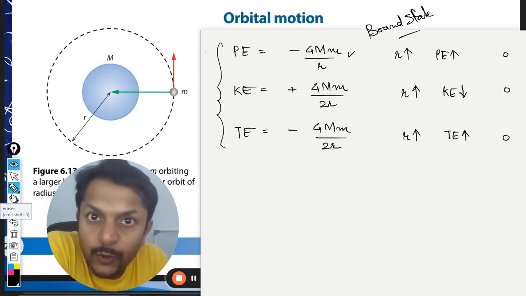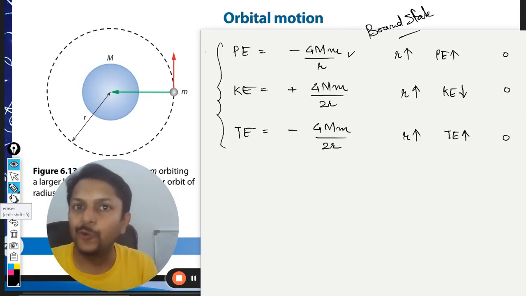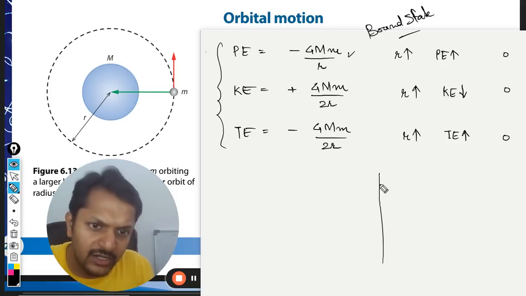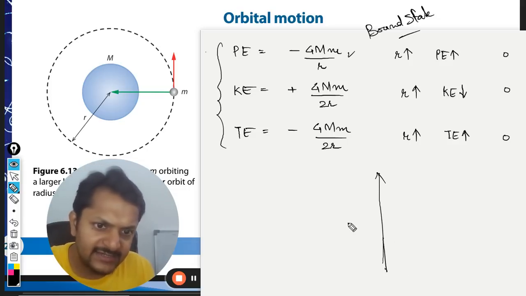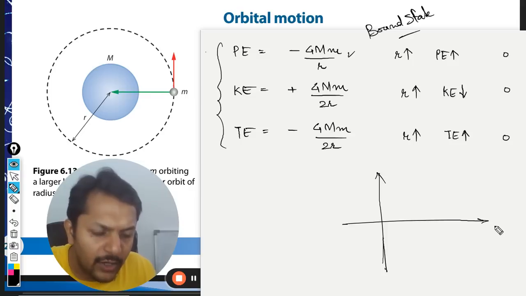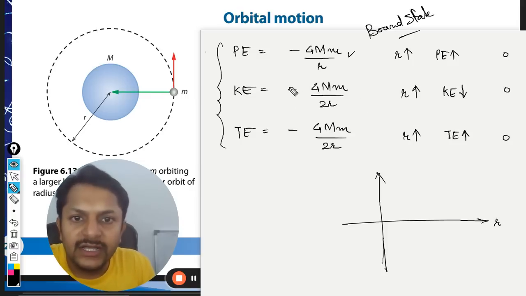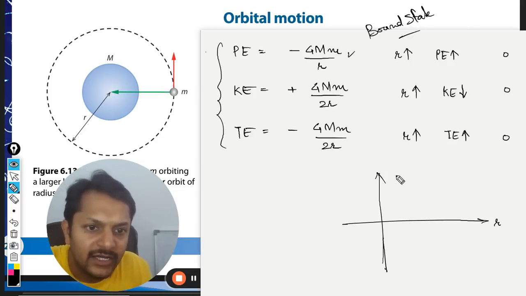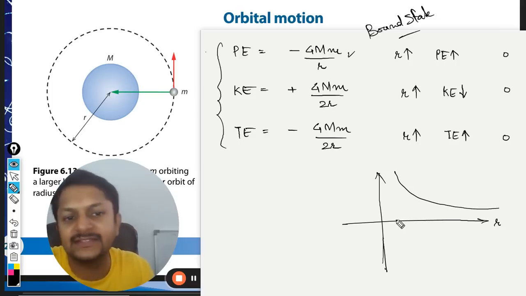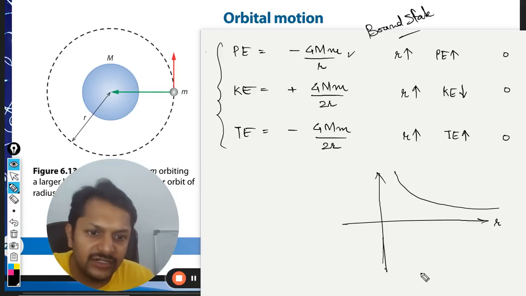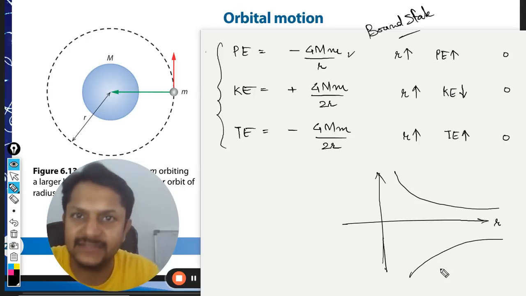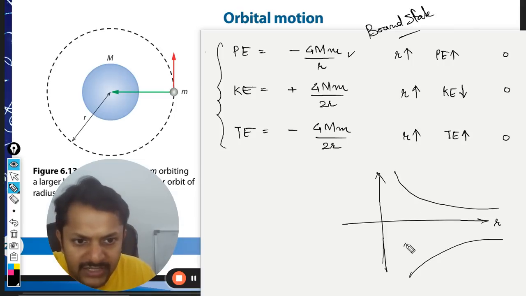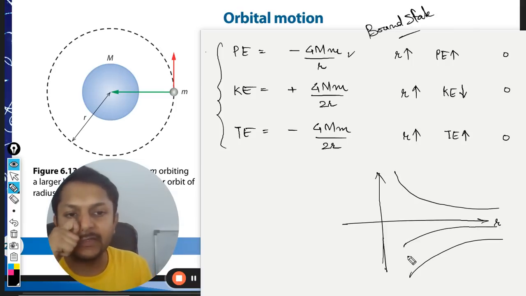And the only thing that is left now is the graph. So how does the graph look for the energies of a satellite? I'm going to draw here, like this is the y-axis. On the x-axis you have the radius. The kinetic energy is always positive, but it is always reducing, and it is clearly a hyperbolic variation. So kinetic energy will vary somewhat like this. Potential energy will vary like this, but the magnitude will be double the kinetic energy. And when you sum them, the total energy will also vary somewhat like this.